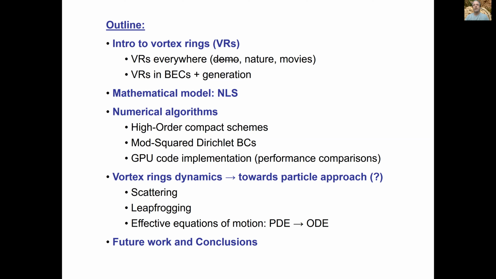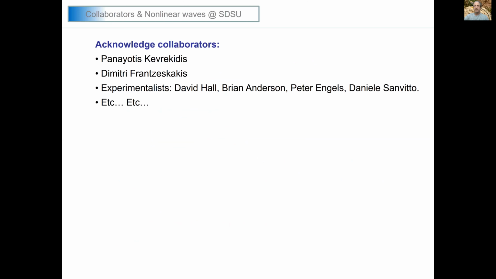It includes high-order complex schemes, a new set of boundary conditions specifically designed for nonlinear Schrödinger type equations, and also the GPU implementation. And then we're going to use those tools to study certain dynamics of these vortex rings. So we're going to do scattering, leapfrogging, and some reduction of the dimensionality of the equations of motion that I'd like to share with you.